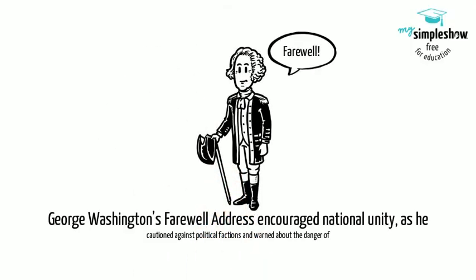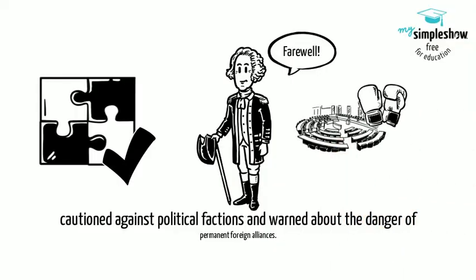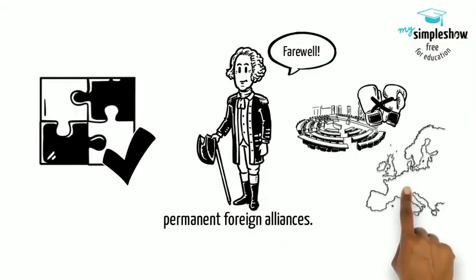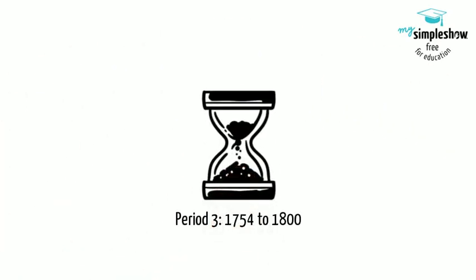George Washington's farewell address encouraged national unity, as he cautioned against political factions and warned about the danger of permanent foreign alliances. That's period 3.